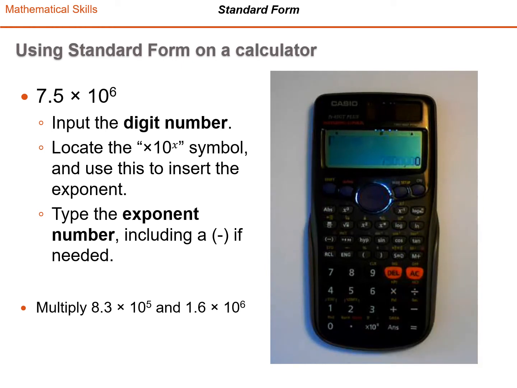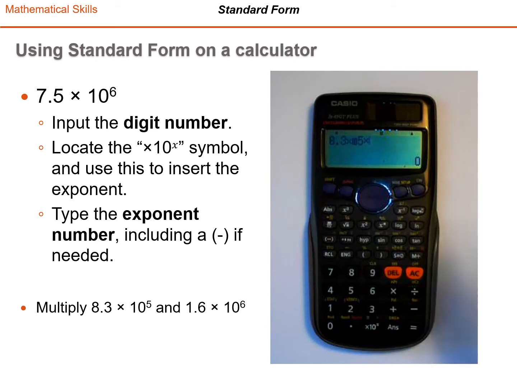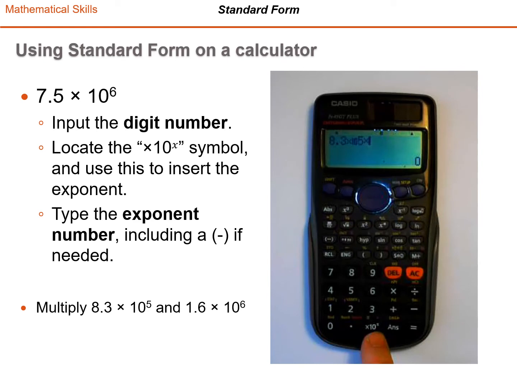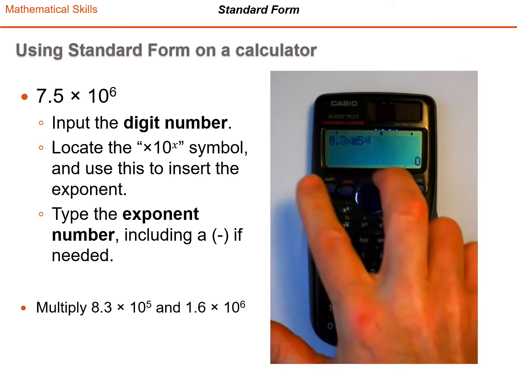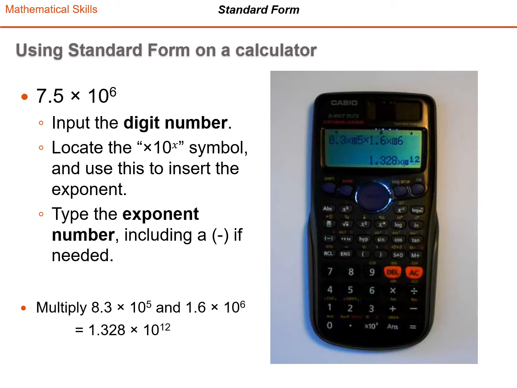So let's have a look at an example calculation. I'm going to multiply 8.3, press this button here to the 5, and I can then go straight into multiplication because the calculator has already interpreted the 8.3 times 10 to the 5 as a single number. The calculator has already put brackets around the 8.3 times 10 to the 5 because I've used this button. This button holds those two together. So we then do that as 1.6 times 10 to the power of 6, and we get an answer of 1.328 times 10 to the power of 12.